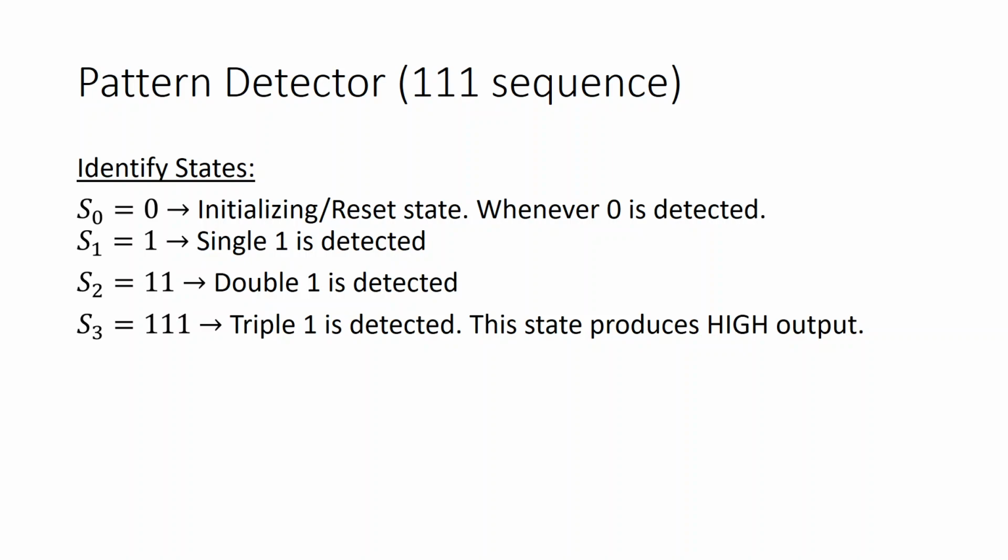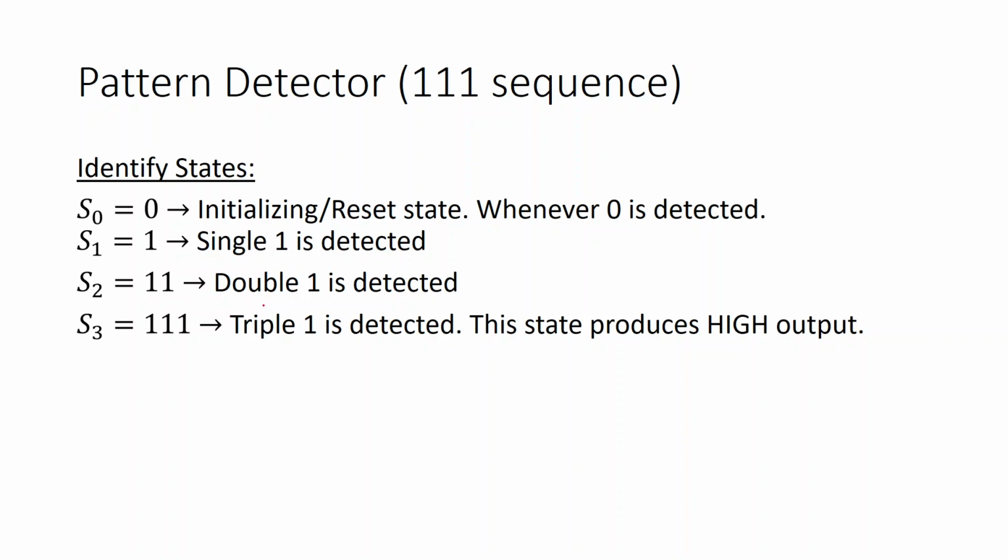S0 is a state whenever a 0 is detected. So whenever a 0 is detected, the pattern gets broken. That you understand. So that is the state. Then S1 is whenever a single 1 is detected. Let us define this state S1 when a single 1 is detected at the input.